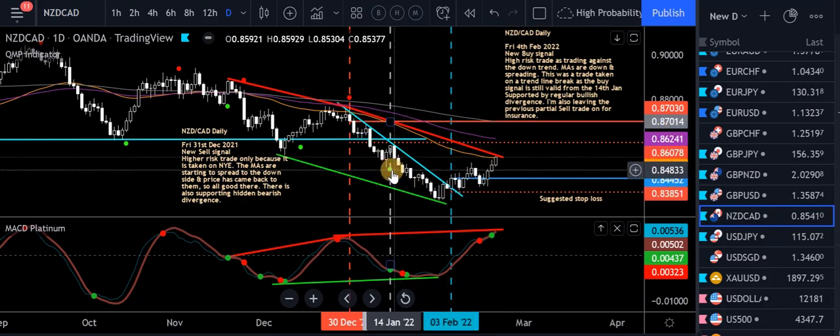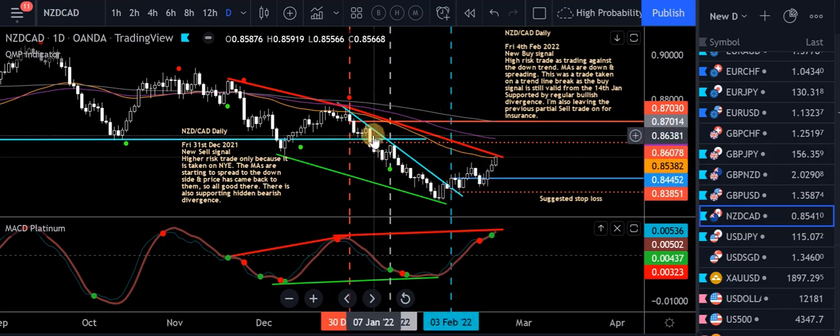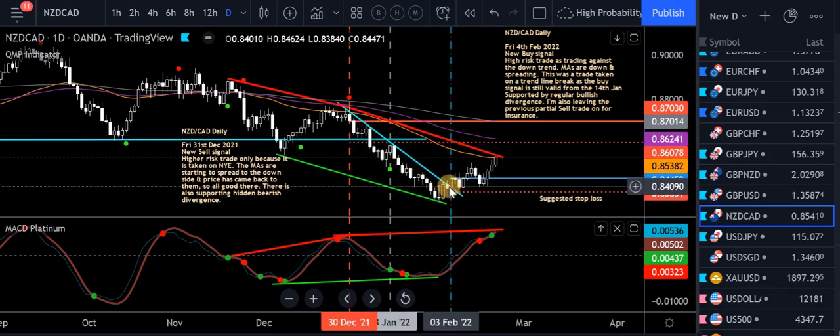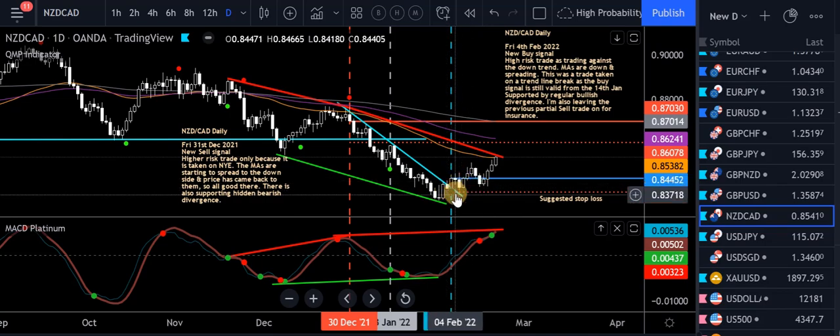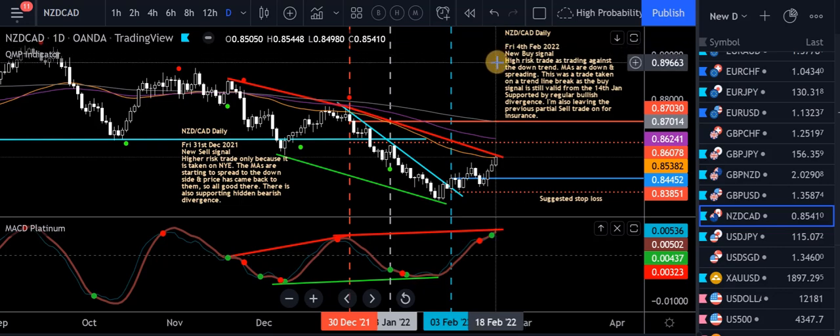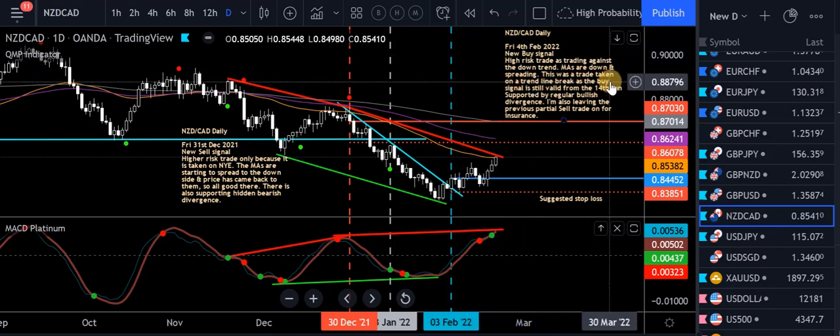The buy signal remained valid because there's no red dot, no red QMP filter dot at all. So I drew this trend line across the highs. Broke this candle here, broke the high. So I took another buy in there. That's what we're in at the moment. That's the 4th of Feb, new buy signal. Trade taken on trend line break.